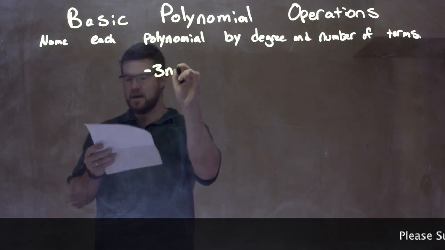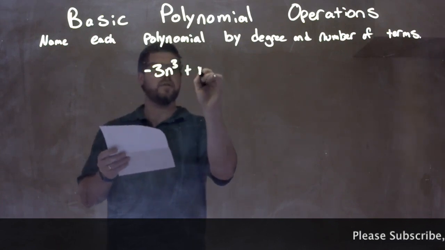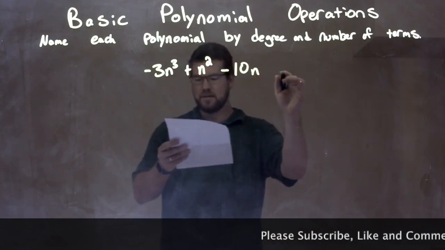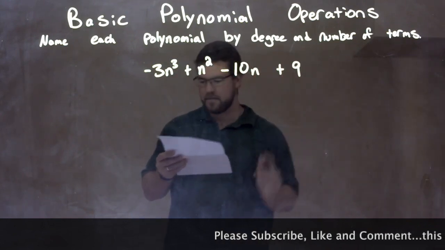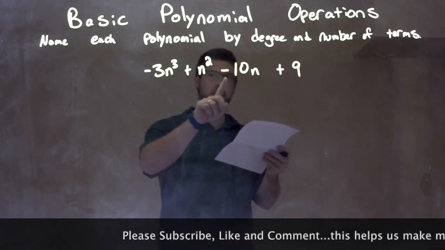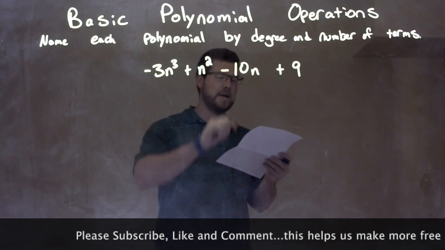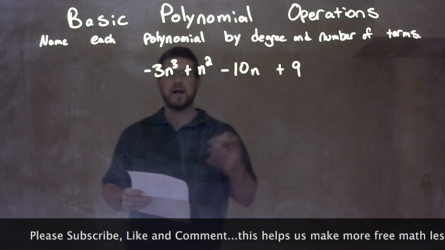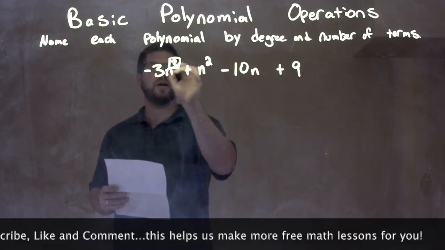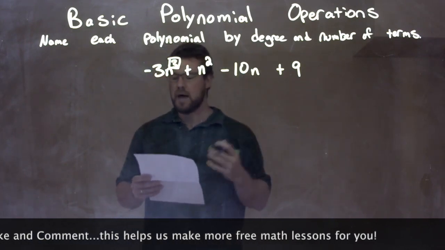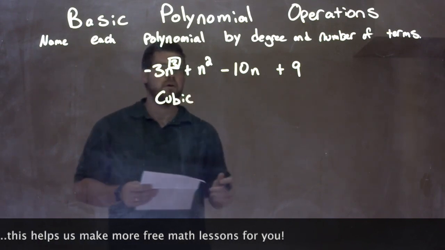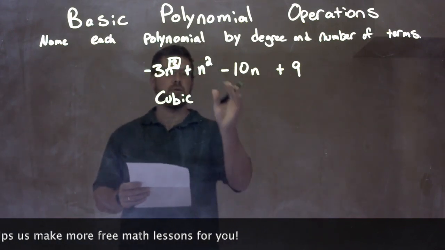Negative 3n to the 3rd plus n squared minus 10n plus 9. We have to classify this. Our highest degree we see is to the 3rd power, right here. We have 3n to the 3rd power. So that's a cubic. So we have a cubic polynomial here.